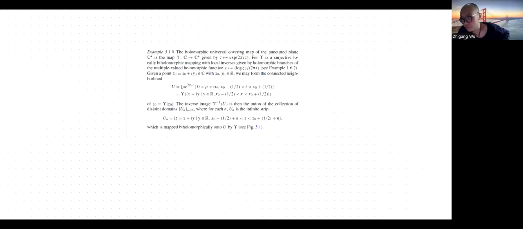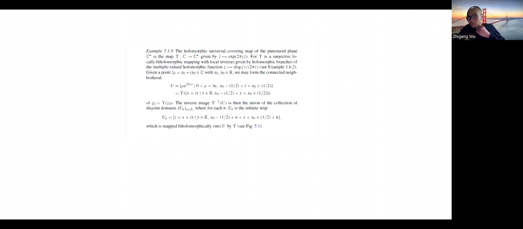So for example, the holomorphic universal covering map of the punctured plane C star. It is the map gamma from C to C star given by z mapped to the exponential of 2 pi i z. So what is this map?